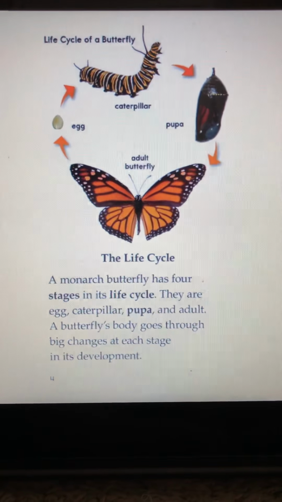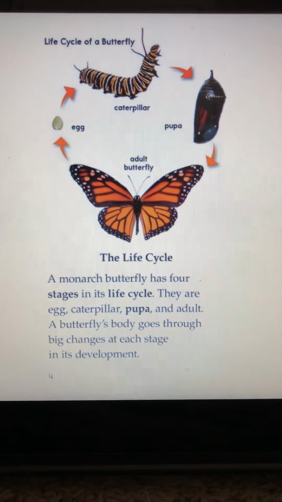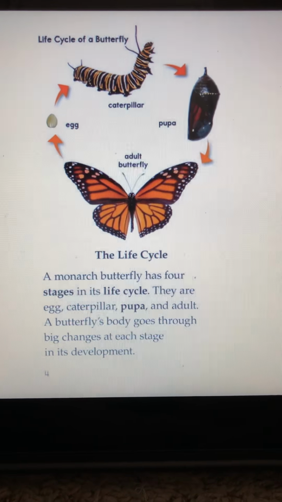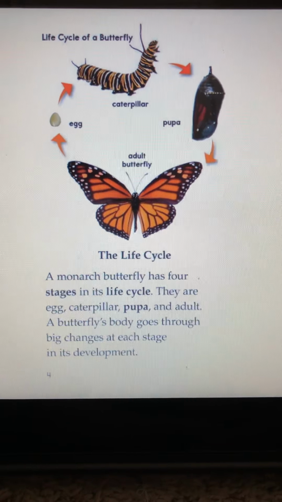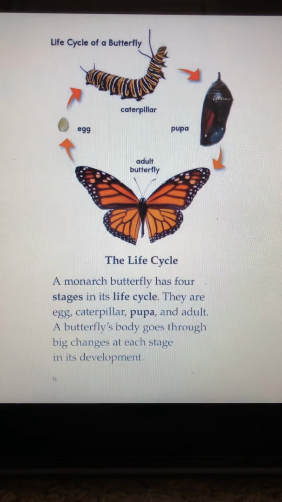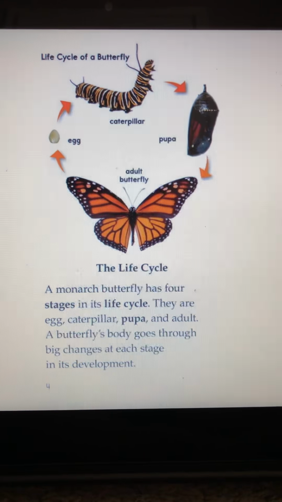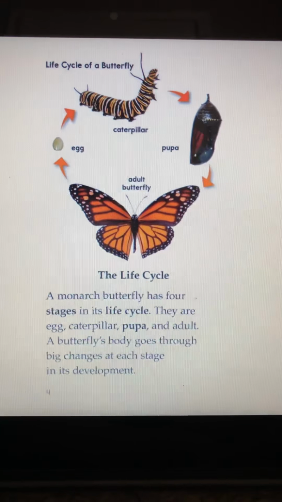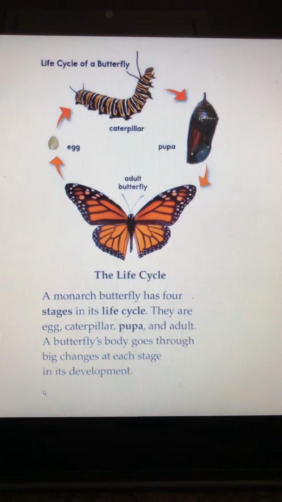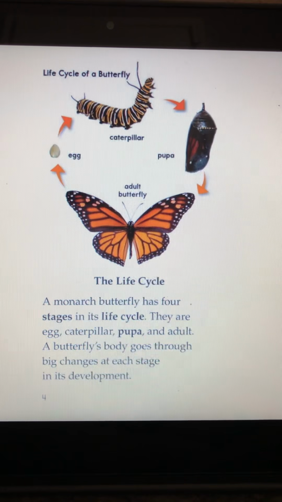The life cycle. A monarch butterfly has 4 stages in its life cycle. They are egg, caterpillar, pupa, and adult. A butterfly's body goes through big changes at each stage in its development. So on top we have life cycle of a butterfly, so we can see that it starts with an egg, goes to a caterpillar, becomes a pupa, and then that turns into an adult butterfly.